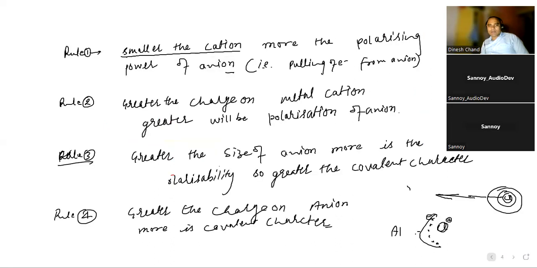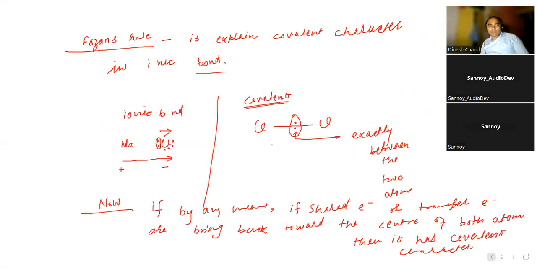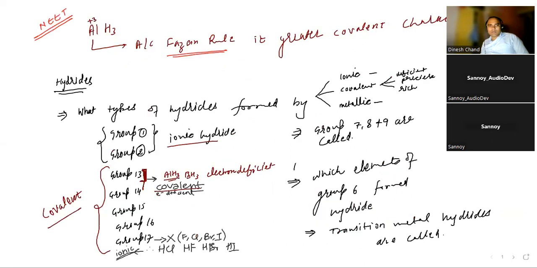Now let us come back to the topic we were studying. This is covalent, but precisely, group 14 forms precise hydrides. Groups 15, 16 and 17 have lone pair electrons, so they are electron rich.